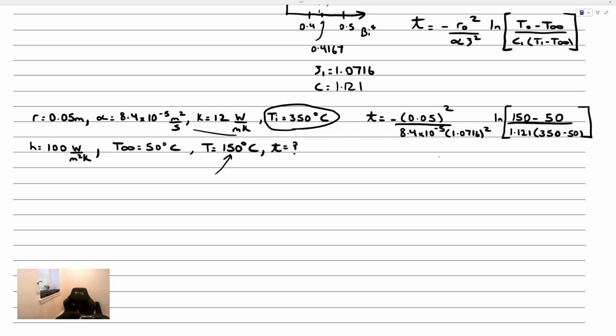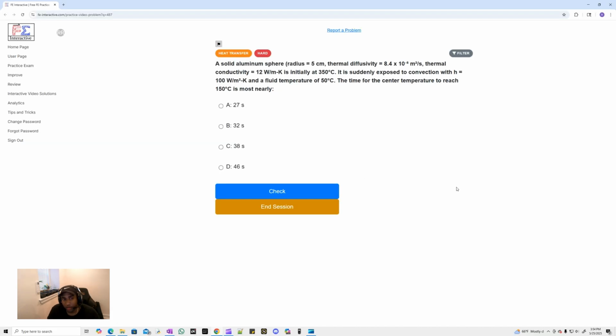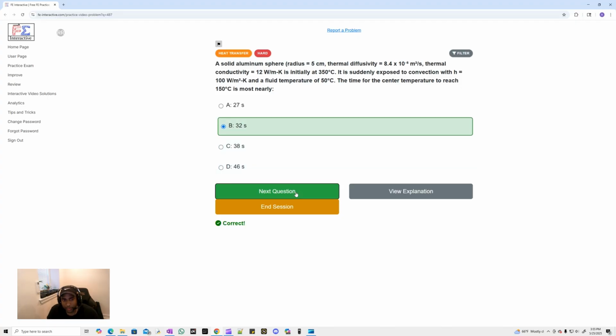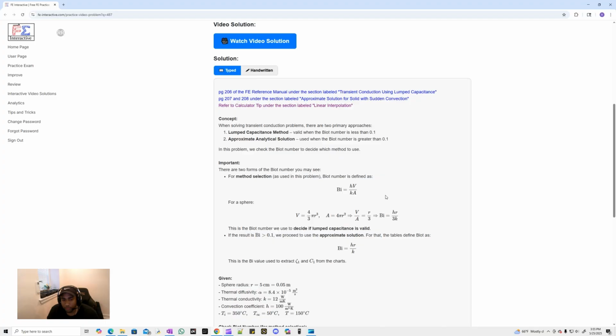If we go ahead and plug in all the numbers here to our calculator, what we get is a value of around 31.4 seconds. So we're going to check to see which answer is most nearly that answer. 31.4 is pretty close to 32 here. So we can check that answer and view the explanation.